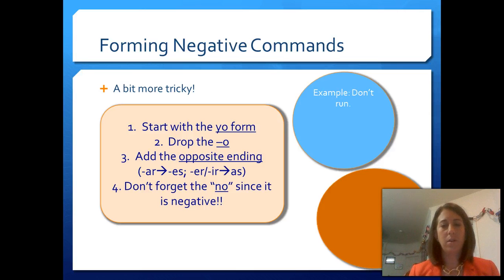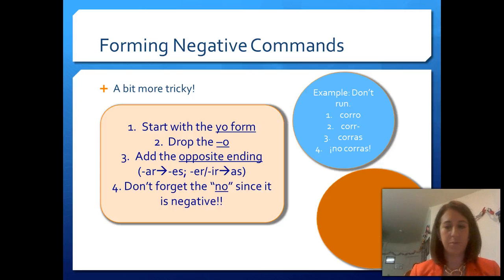Don't run. First of all, our verb is correr, and the yo form is corro. We're going to drop that O. Since correr is an ER verb, what ending are we going to add? Is it going to be ES or AS? If you said AS, you are correct. And then finally, don't forget the no. No corras would be don't run.